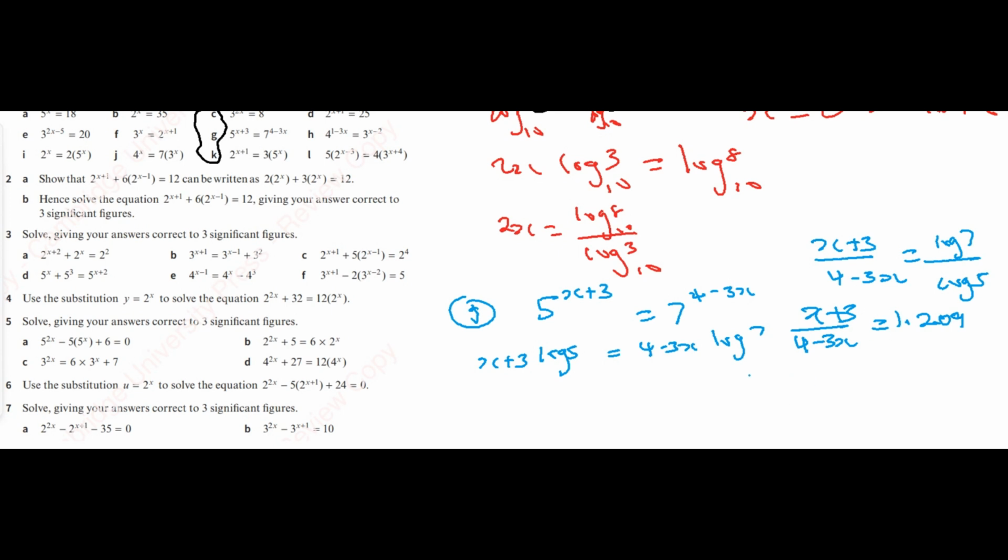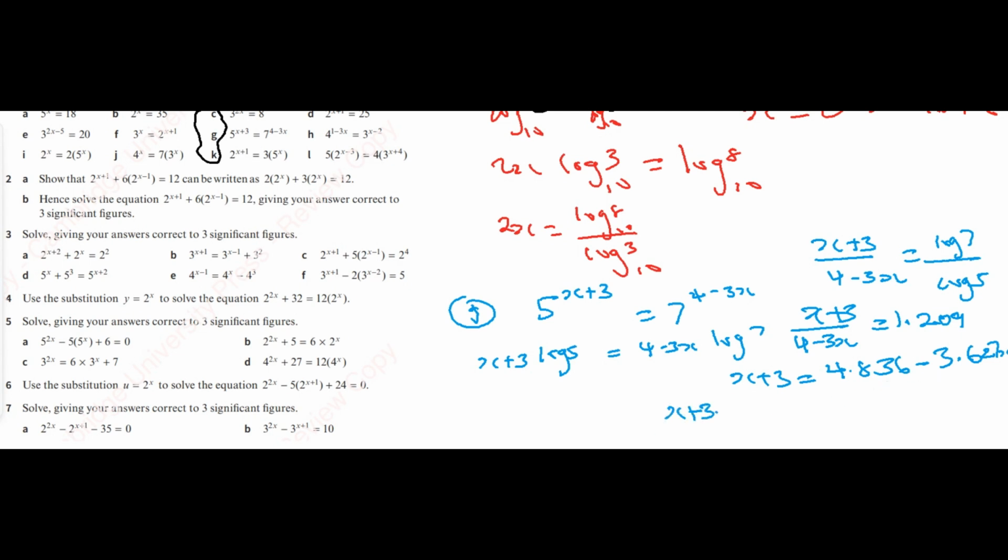If I cross multiply, I have x plus 3 equals to this times 4.836 minus 3 times that, 3 times 3x times 1.209, and that gives me 3.627x. So I can collect like terms.